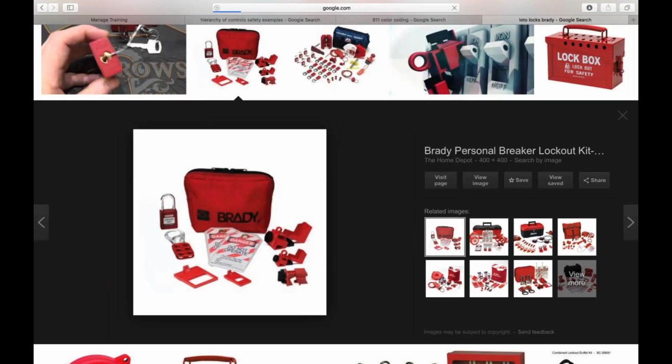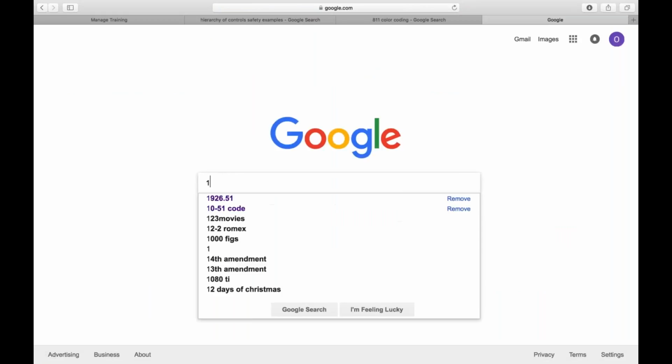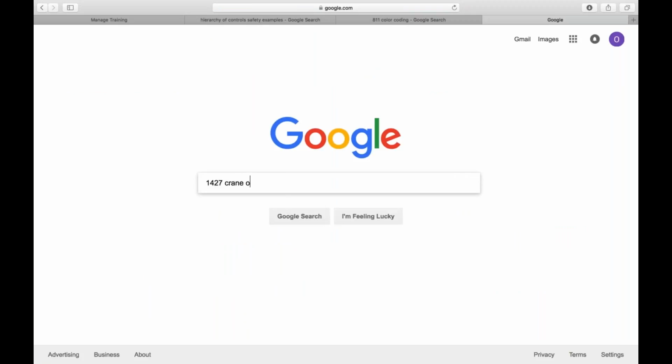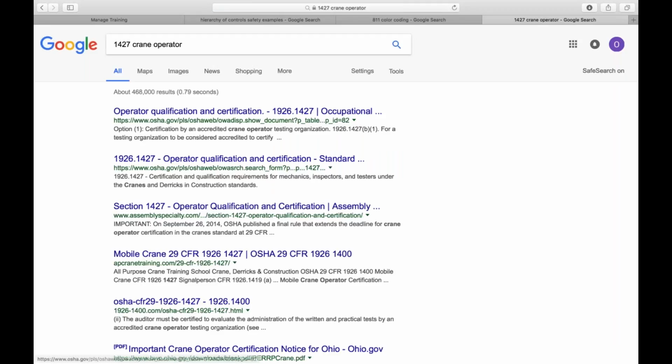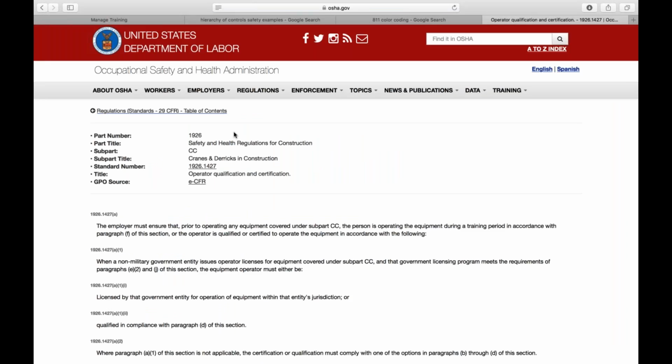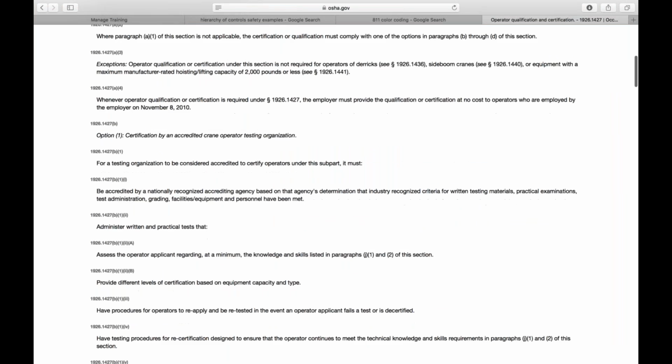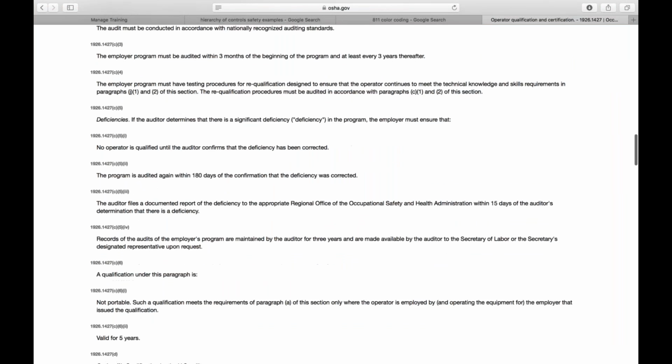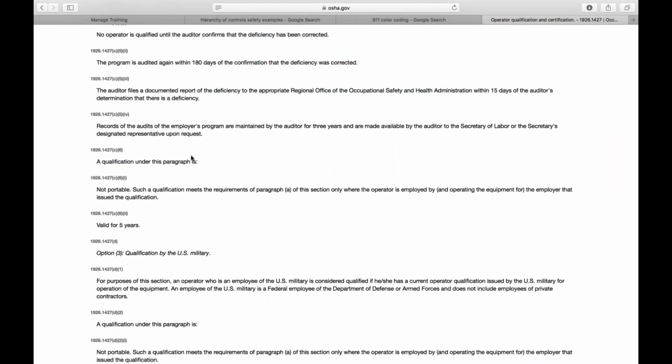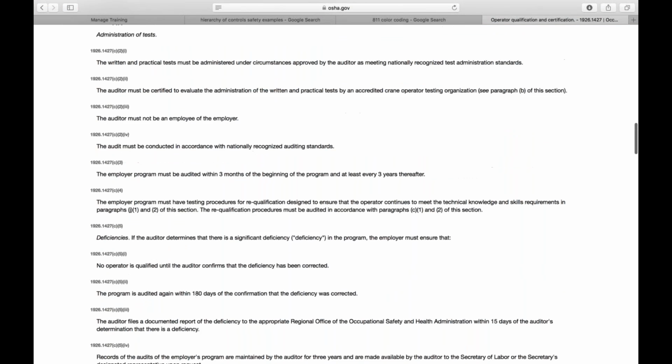So let me show it to you for anybody who's not familiar. You might want to write down this number, 1427. Okay, 1427. Let's see, crane operator. And that's 1926. 1427 is what I'm typing. What this is, folks, is the operator qualification and certifications. And then there are going to be 4 different options here.